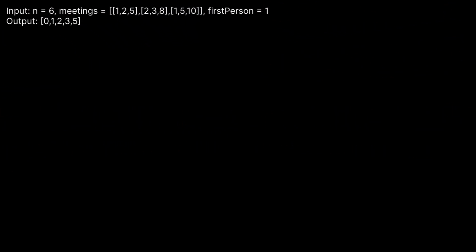Okay, let's go through one of the examples. Let's say that we're given n equals 6, so that means that there's 6 people, and we have these 3 meetings, which means that person 1 meets with person 2 at time 5, person 2 meets with person 3 at time 8, person 1 meets with person 5 at time 10, and we know that the first person to get the secret is 1. And remember that the secret starts with person 0.